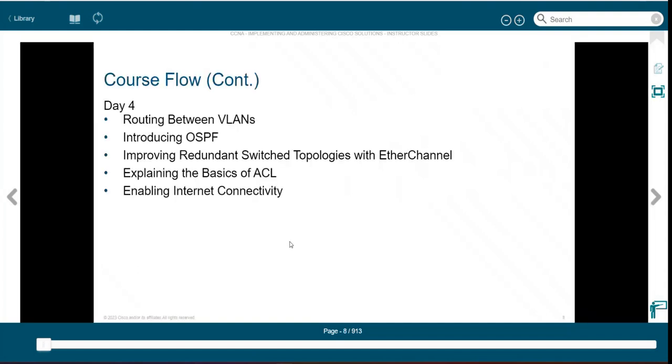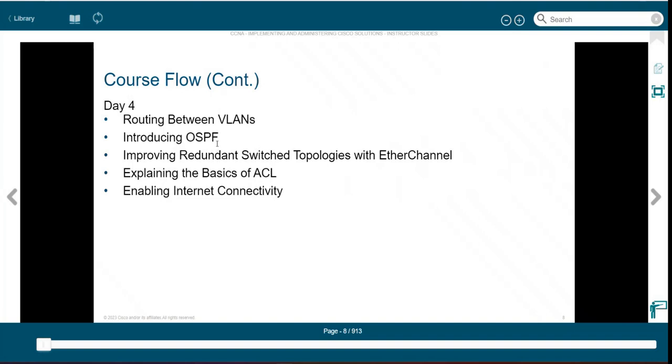Then on day four, we discuss routing between the different VLANs, in which you cover both switching as well as routing combined together. So you learn about VLANs and then making the VLANs communicate with one another through routing. Then there is dynamic routing, which is through OSPF.